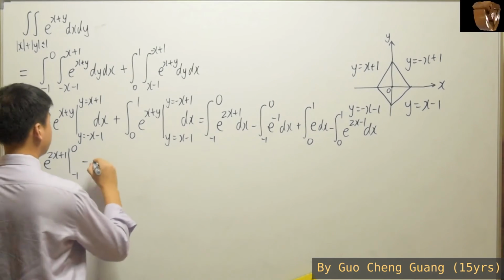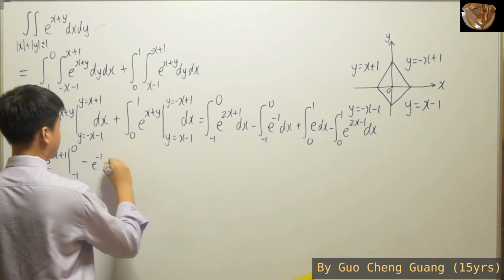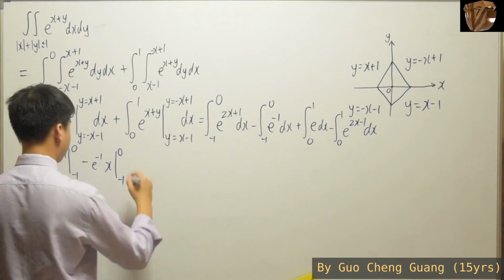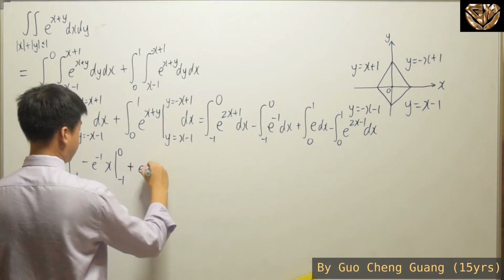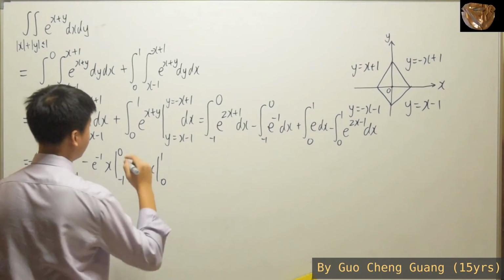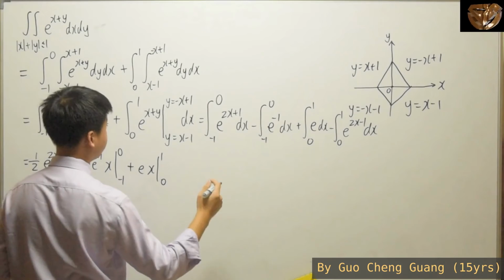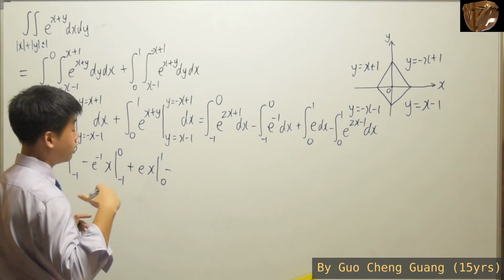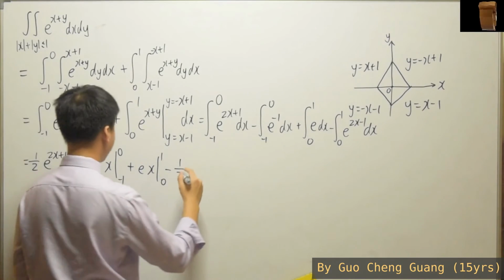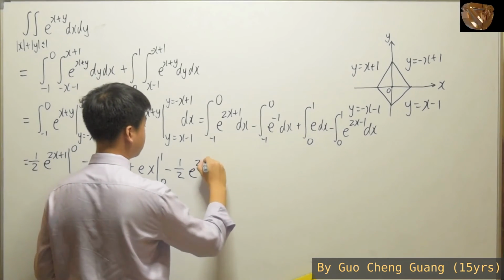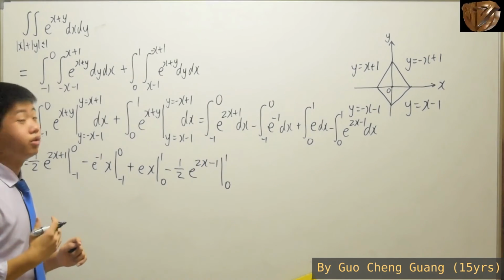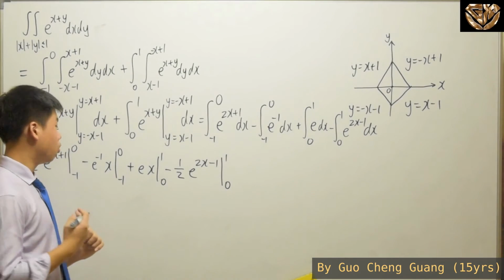For your second term, you're just going to have e to the power of negative 1, x, substitute in negative 1 and 0. And for your third term, you're going to have ex, then substitute in the values 0 and 1. Last but not least, your last term, which again will be an exponential integration. So you're going to need a half, and a half e to the power of 2x minus 1, while also substituting in the values x is equal to 0 and x is equal to 1.